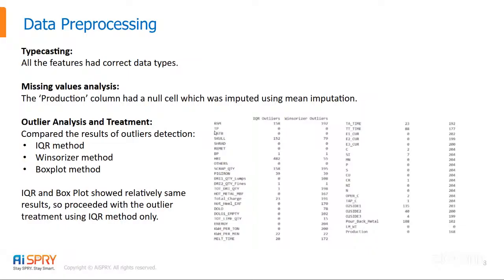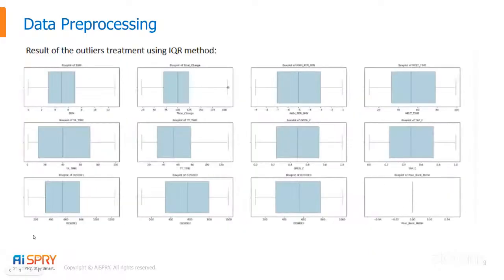In this image, you can clearly see that for each column we have some outliers. This is the result of outlier treatment using the IQR method. All the outliers are removed. Next, after pre-processing, we have the model building.